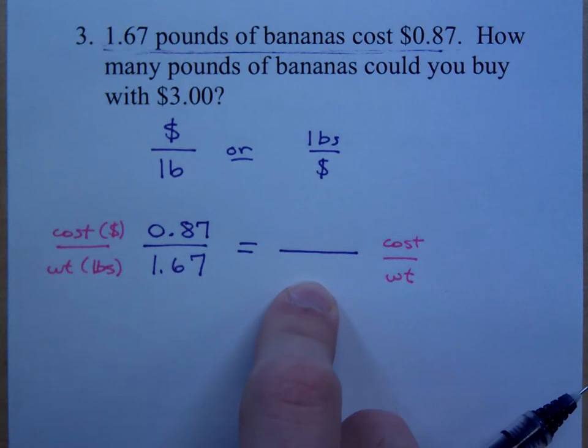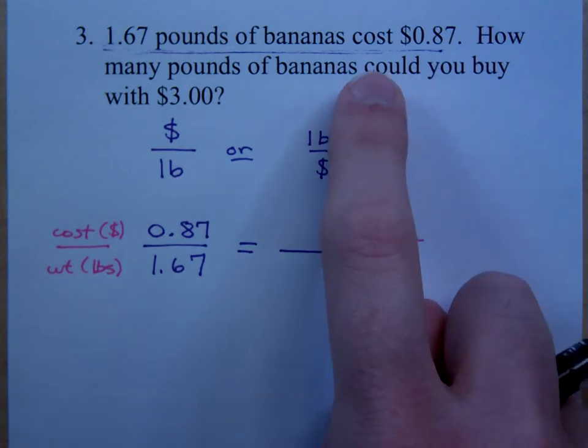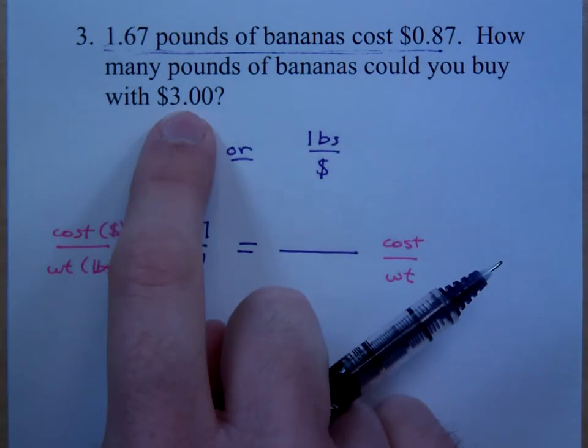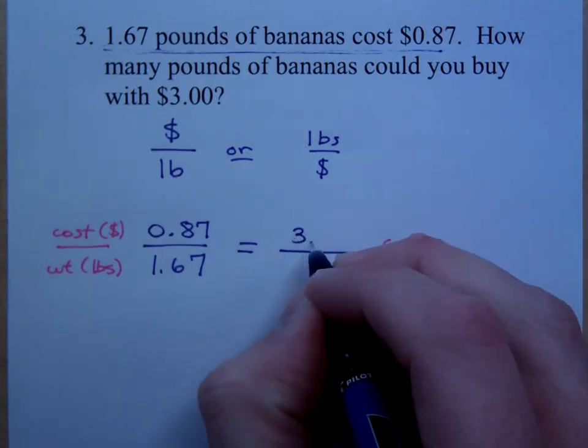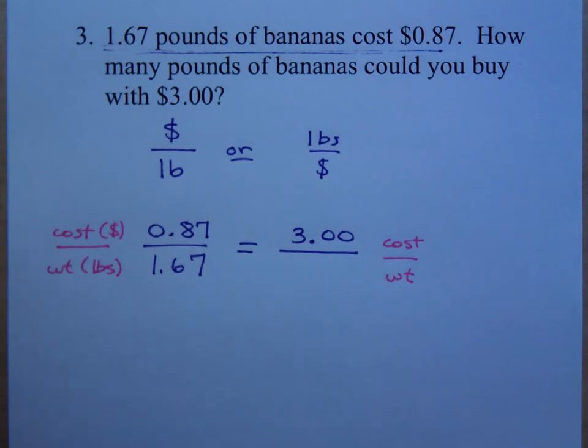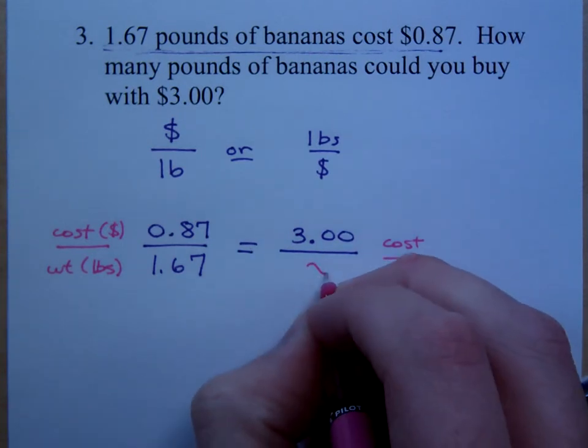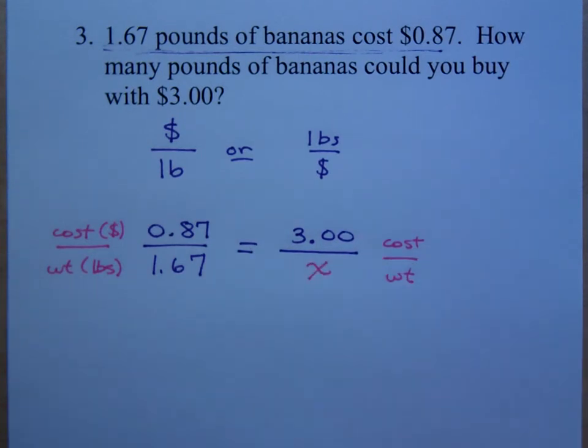To confirm that though, read the rest of the sentence. Could you buy with $3? So it's telling you you have $3, so it's telling me I could spend $3, and what would be the weight of bananas? I can't say how many bananas, but what's the weight of bananas that I could purchase? So can you set this equation up now? This is the proportion. How do we go from this to the nice equation?